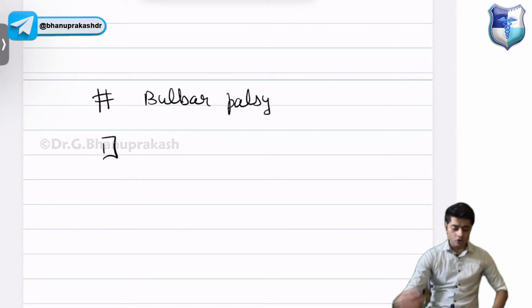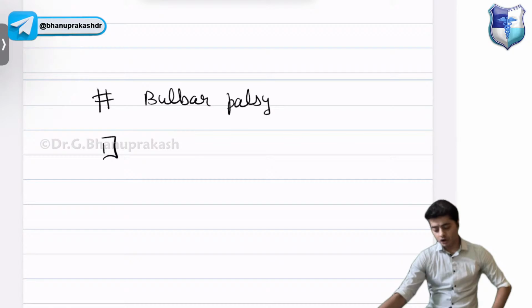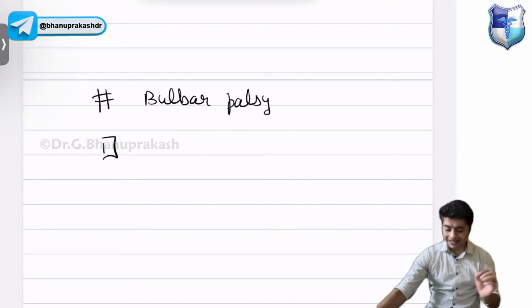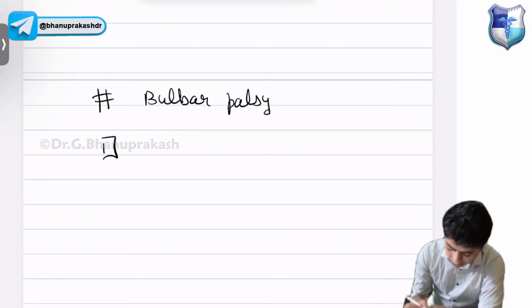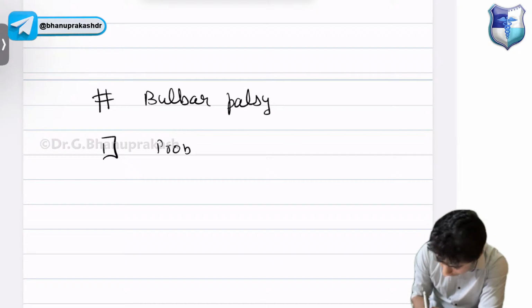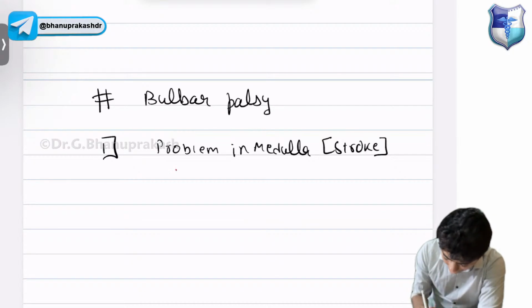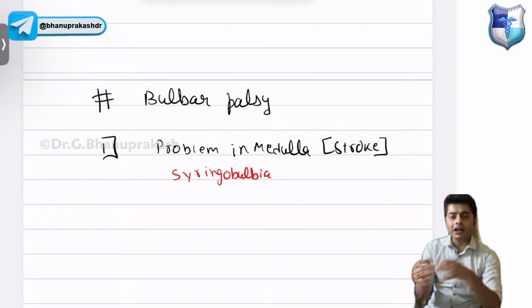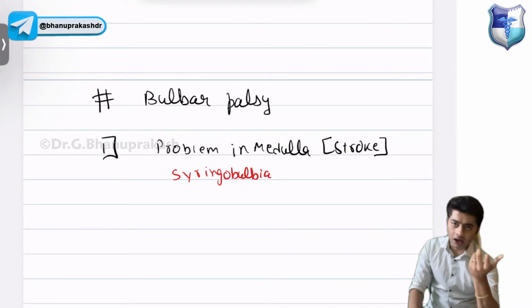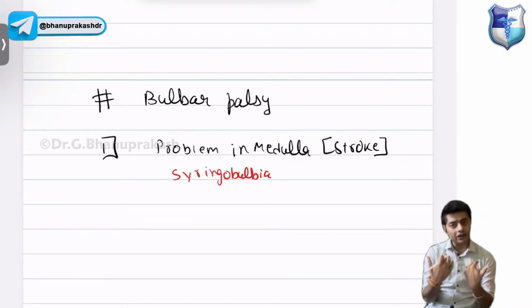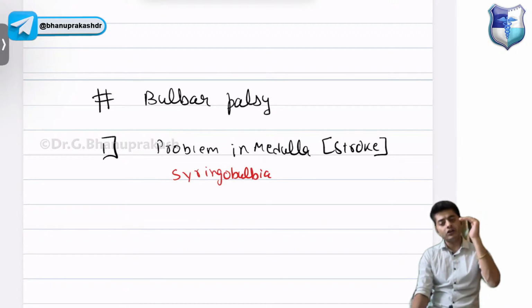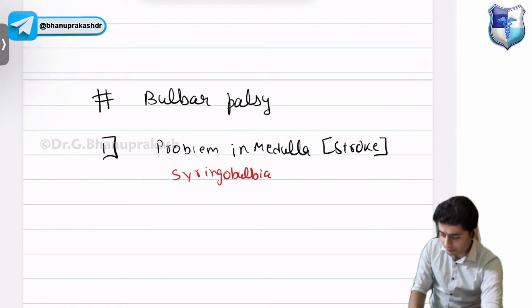Trauma to brainstem. No, beta, it is wrong. It is not trauma to brainstem. You have to be precise. It is a problem in the medulla. Maybe a stroke. Or here can be a syringobulbia, a spinal cord cavity which has expanded till medulla. Normally, syringomyelia is at cervical cord level. If it has gone to the bulbar part, that is, to the medulla, then also there will be a bulbar palsy.